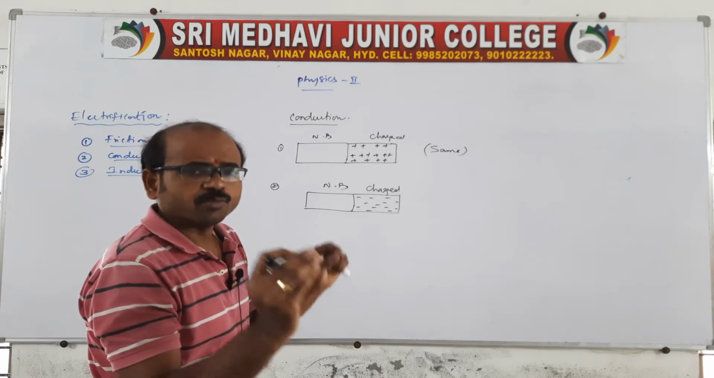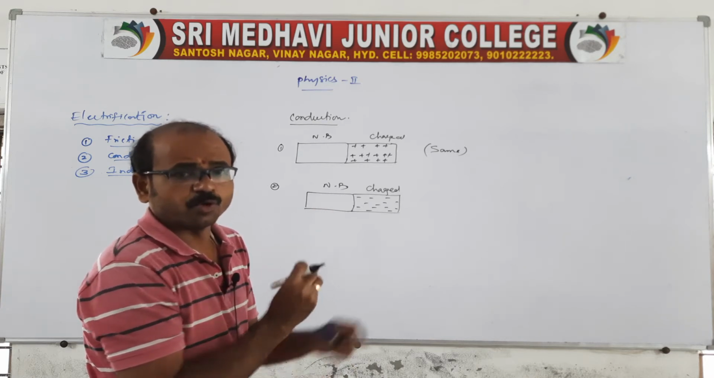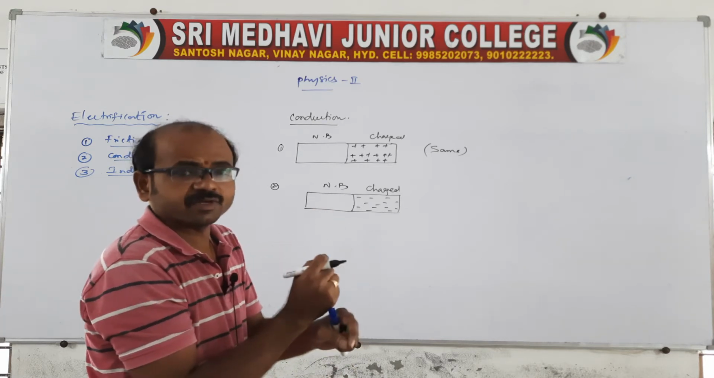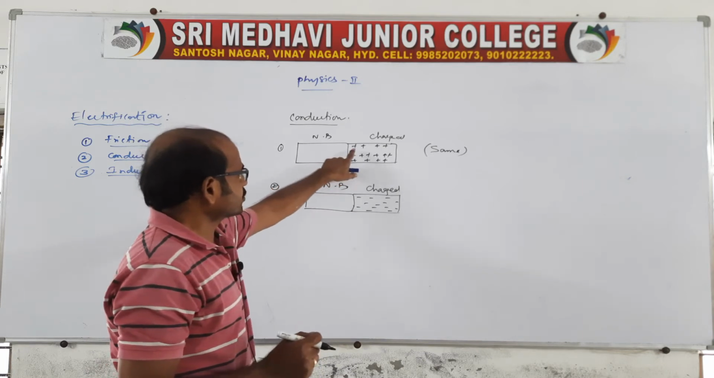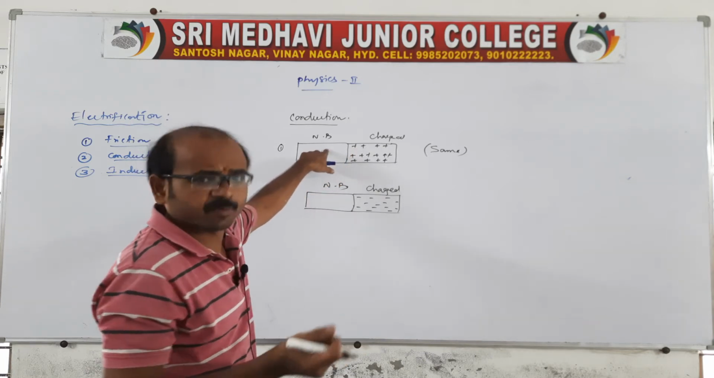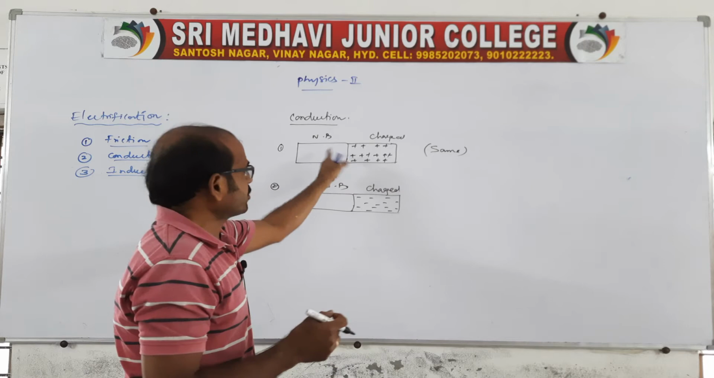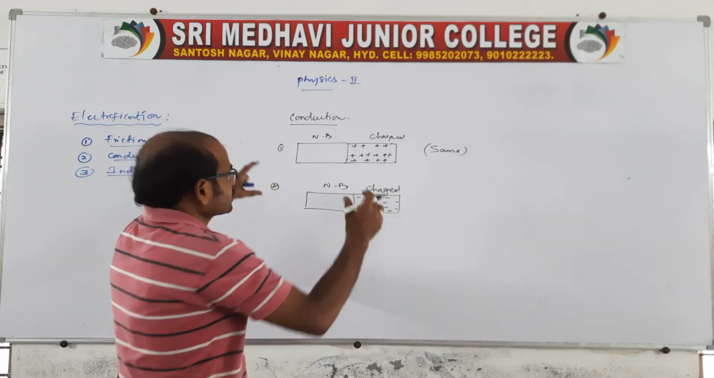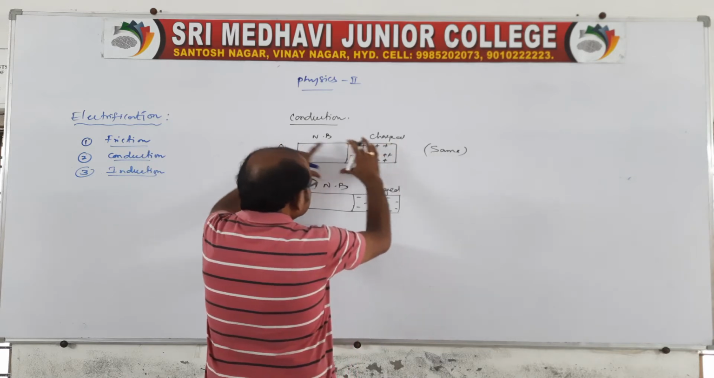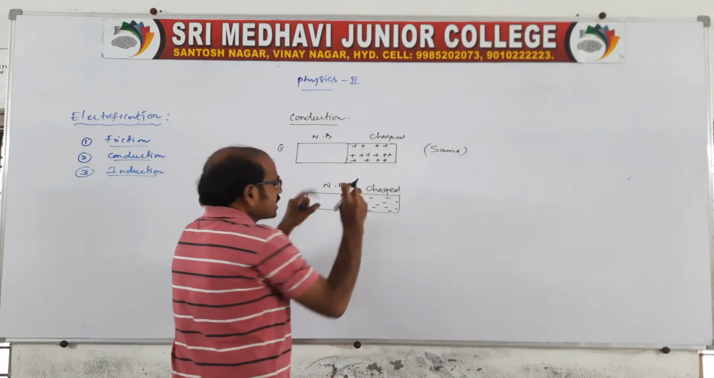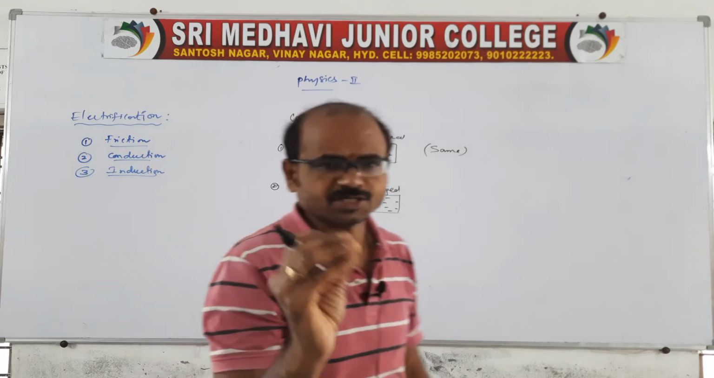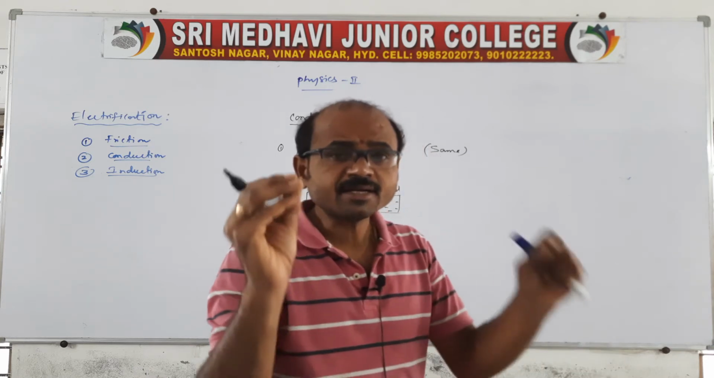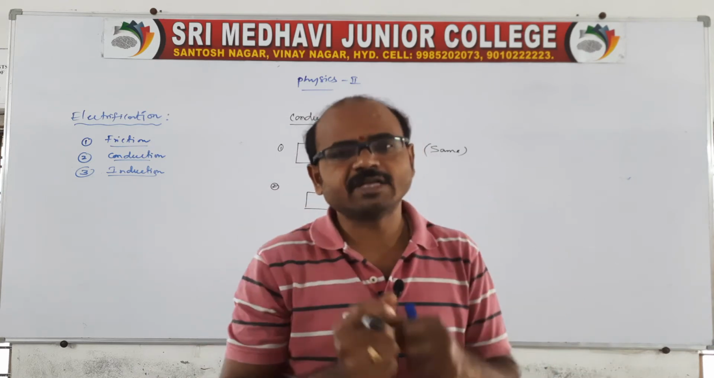That means here both will repel each other, because the same nature will be acquired. Same nature in the sense, suppose if it is positive, it may become positive, or maybe both the bodies become negative also. We cannot say. So because of the conduction, both the bodies acquire the same nature of charge, and the charges are distributed equally.